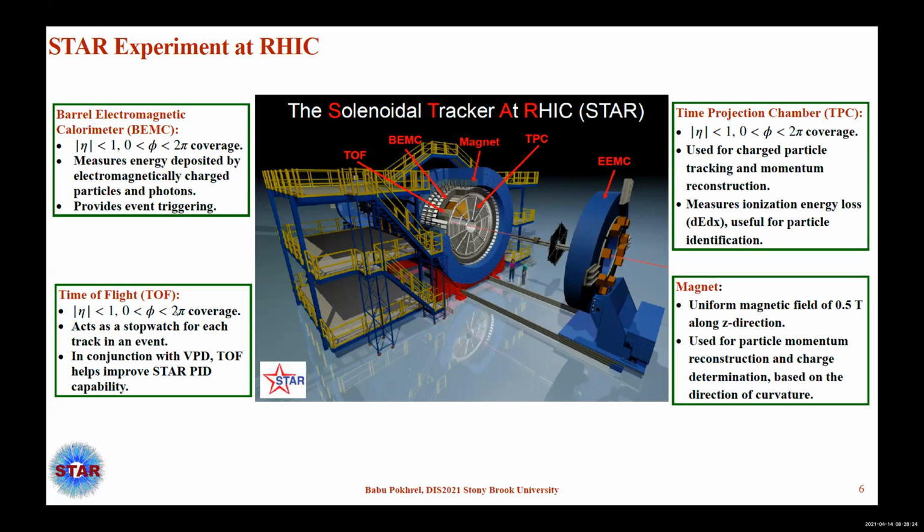The time of flight detector also has similar coverage as the TPC and acts as a stopwatch for tracking an event, and works in conjunction with the vertex position detector, which helps improve STAR's particle identification capability. And the magnet is a solenoidal magnet which surrounds the whole configuration and provides a uniform magnetic field of 0.5 Tesla along the z direction, which is used for particle momentum reconstruction based on the direction of curvature of particles inside the magnetic field.